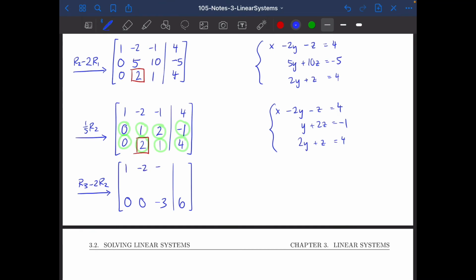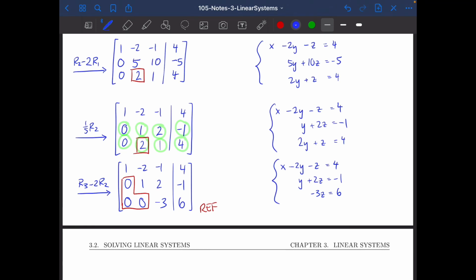My first row stays the same, and so does my second row. And now I have the long-awaited 3 zeros in the bottom left corner that I fought hard to get. This new augmented matrix is in row echelon form. What does the corresponding linear system look like? Well, my first equation is x minus 2y minus z equals 4. Second equation is y plus 2z equals minus 1. And my third equation is minus 3z equals 6. Now this new linear system is again equivalent to the one above it, because all I've done on the system side is add a multiple of an equation to another equation, which doesn't change the solution set of the system.